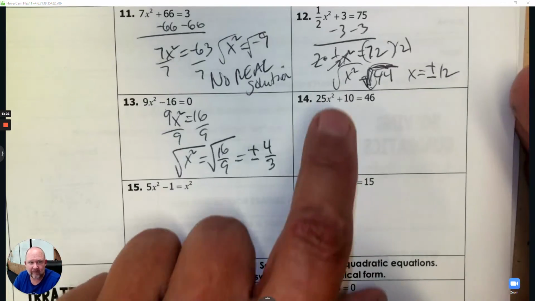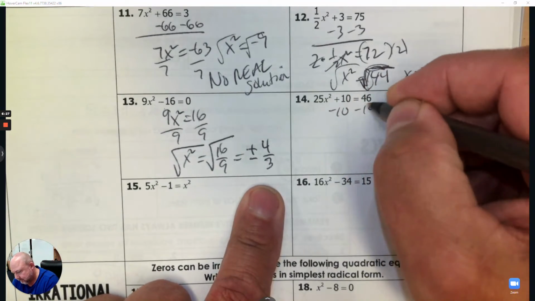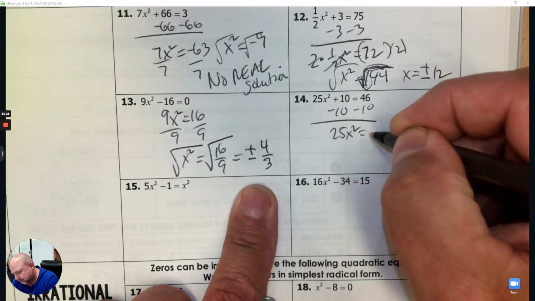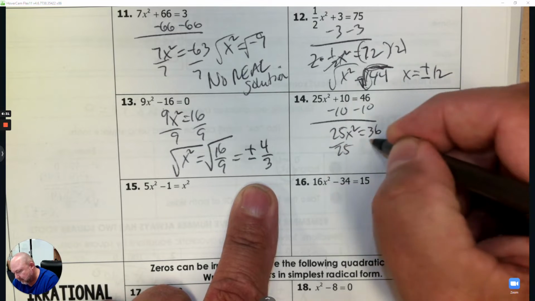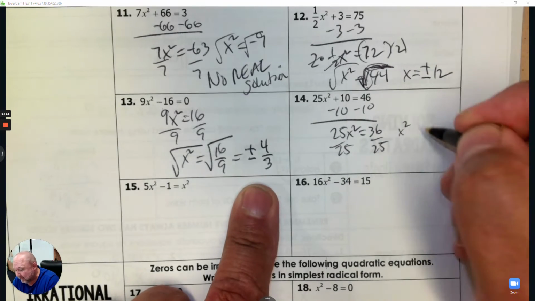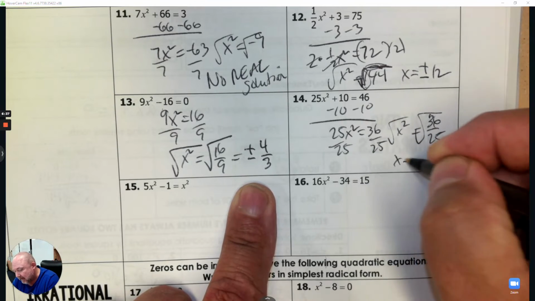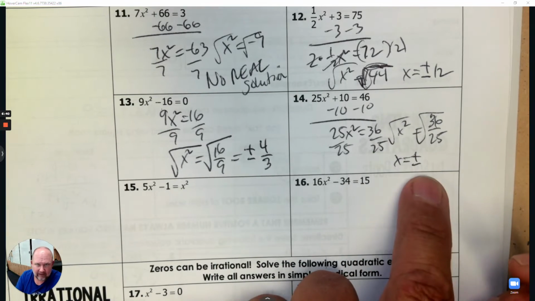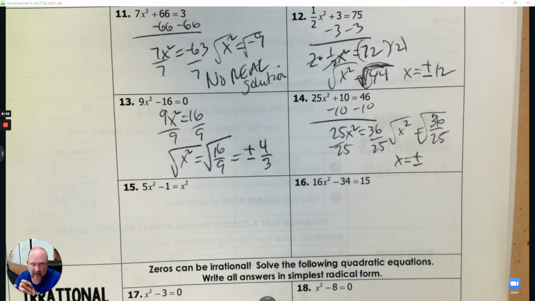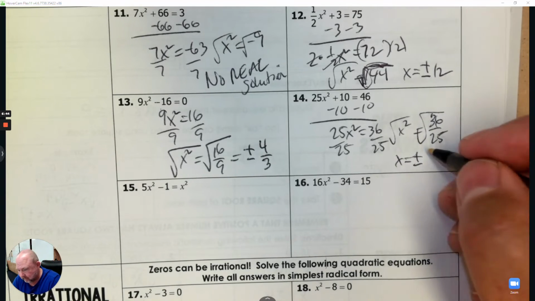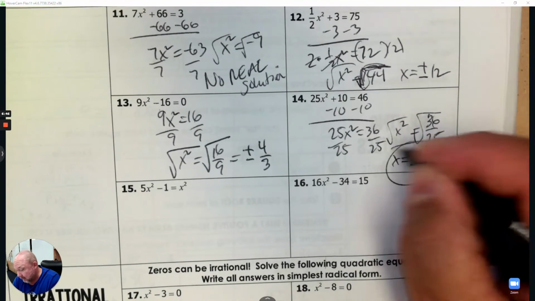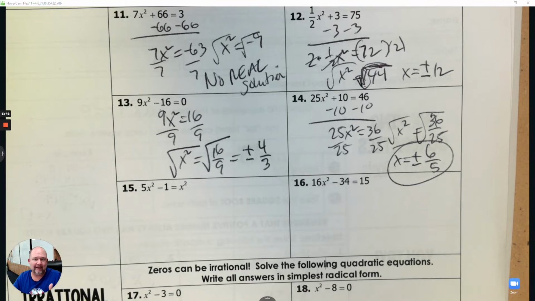All right, number 14, subtract 10. And then divide by 25. Remember, when it's a fraction, it's no big deal. So when I square root, I know the answer is positive or negative. You just square root the top. What number times itself is 36? Square root the bottom. What number times itself is 25? And you have your answer.